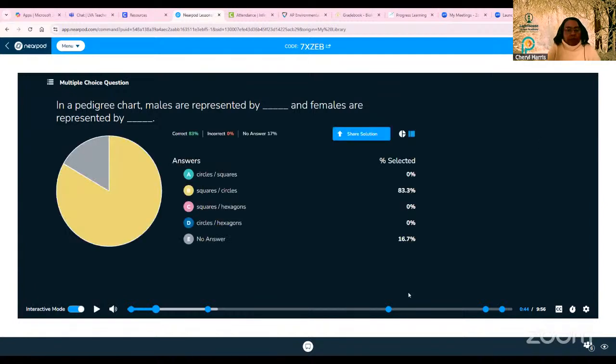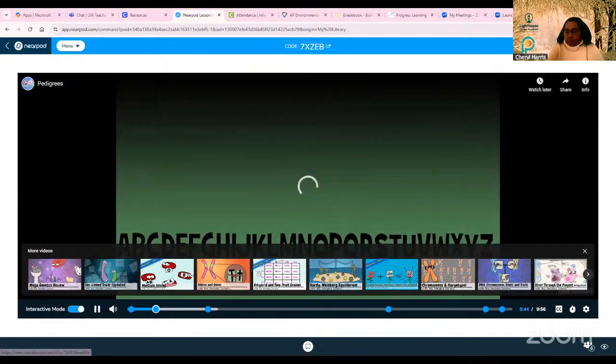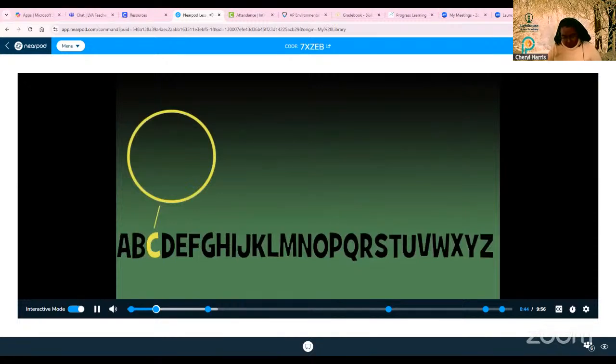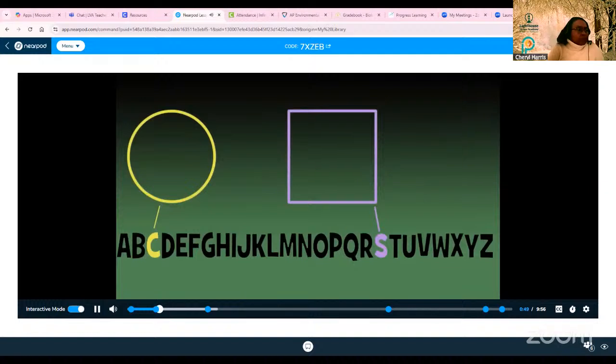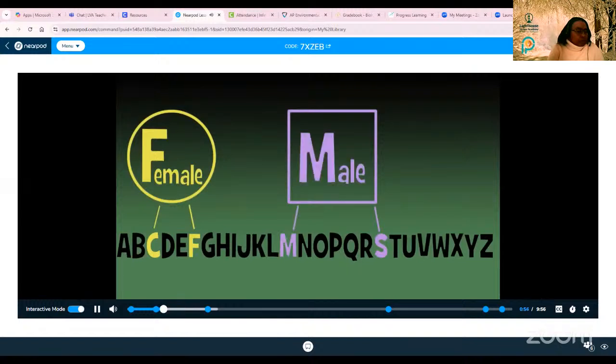All righty. We still have one person who has an answer, but yes, the squares are males and the circles are going to be females. One way you can remember that is the letter C for circle comes before the letter S for square in the alphabet. Alphabetically, the letter F for female comes before the letter M for male. I've got to think about letters of the alphabet, though. I realize that might not work for everyone.